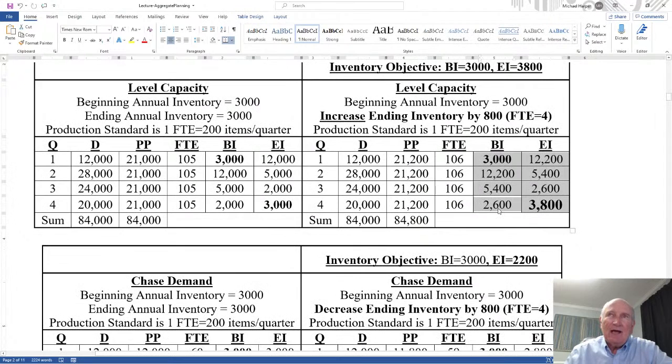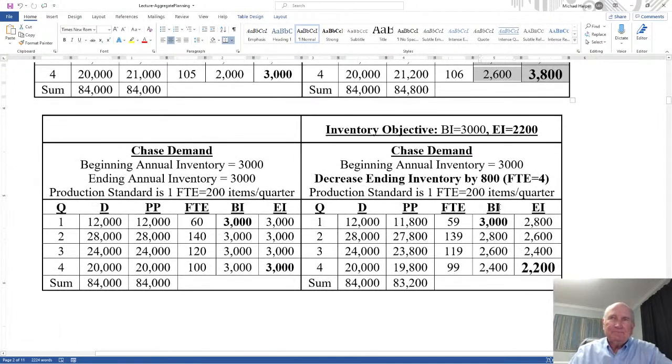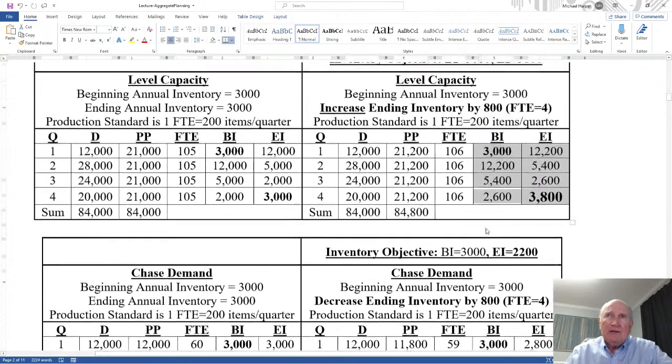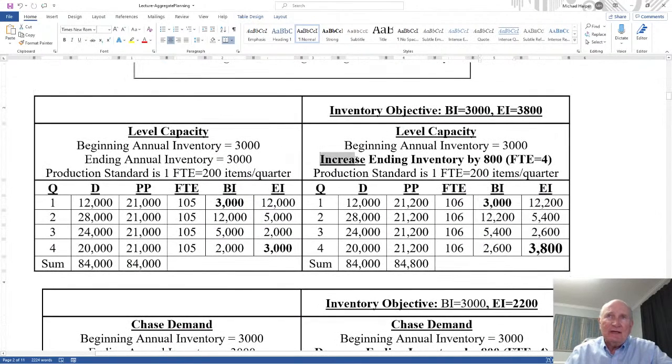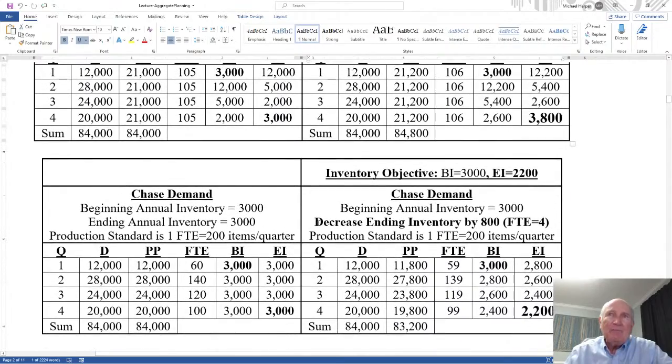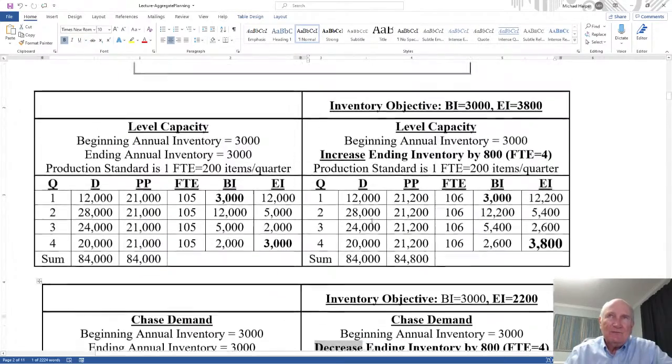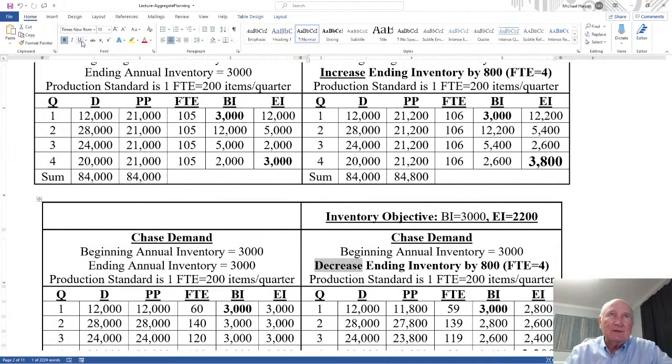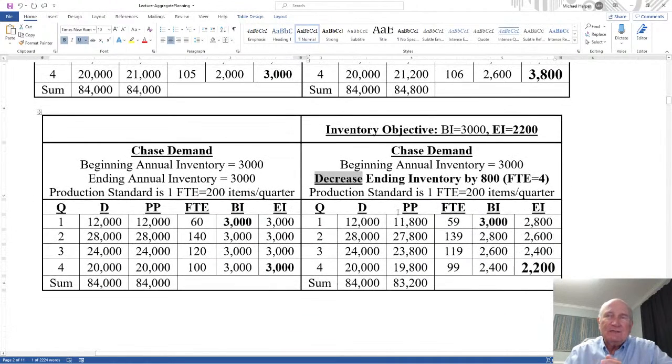Okay, now let's look at chase demand. There are some good lessons here. Now here, I know on level capacity, this could have been increase or decrease, either one is right. Same with chase demand. I picked decrease though. I picked decrease here, and let's underline this. I picked decrease as an illustration.